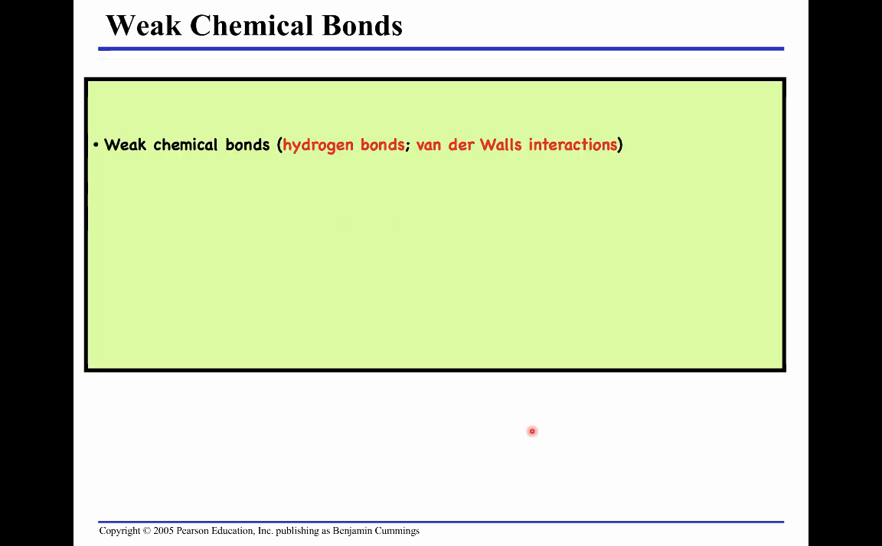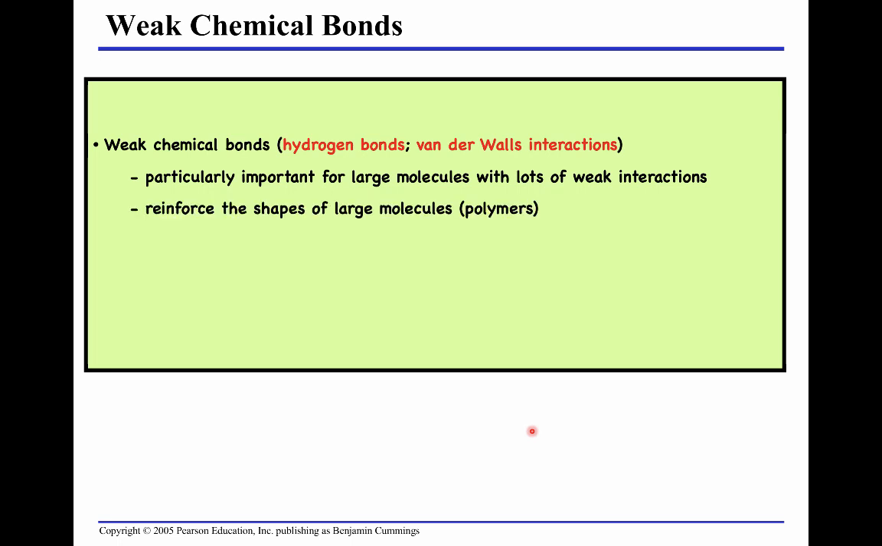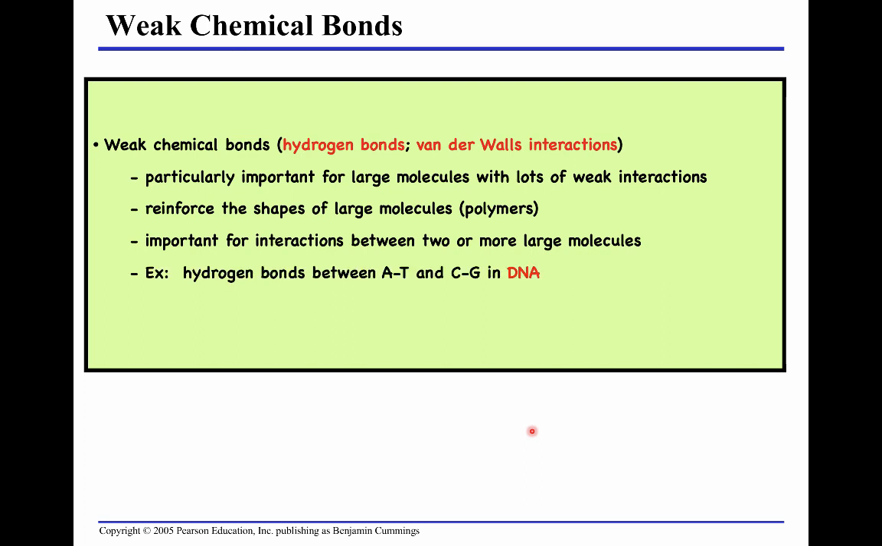So there's lots of weak chemical bonds that are important in biology. They're particularly important for large molecules because all those weak interactions can add up. It also reinforces the shapes of large molecules. So large molecules kind of fold up and form shapes by interacting with themselves, and it's a lot of these weak interactions that occurs. Also important for when two big molecules bind to each other. So interactions between molecules, those weak ones are important.